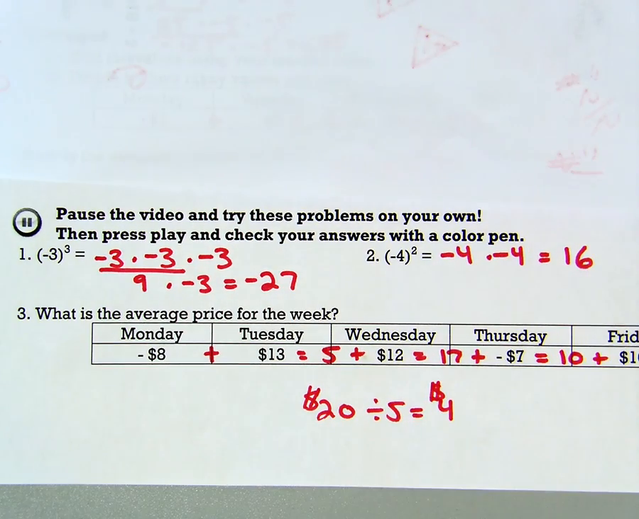Alright, number 1, you should have got an answer of negative 27. Number 2, positive 16. And number 3, should have got an average of $4. $20 divided by 5 is equal to $4.